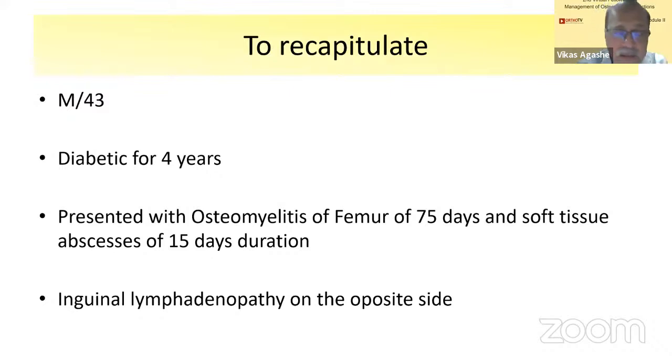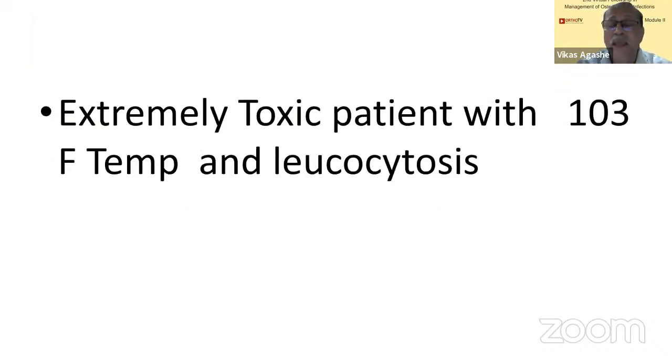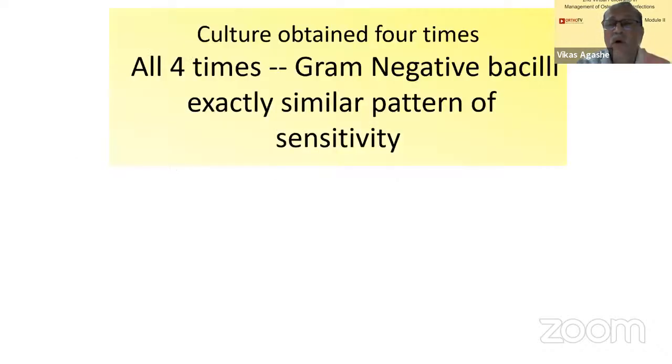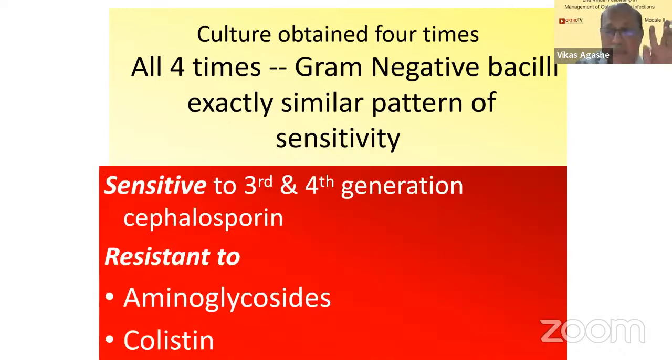So to recapitulate, he is a middle-aged man, diabetic for 4 years, presented with osteomyelitis of the femur for 75 days, a soft tissue abscess of 15 days duration, and he has an inguinal lymphadenopathy on the opposite side. Extremely toxic patient with high fever and leukocytosis. 4 times gram-negative bacilli were isolated with exactly similar pattern of sensitivity, that is, sensitive to cephalosporin, resistant to colistin.